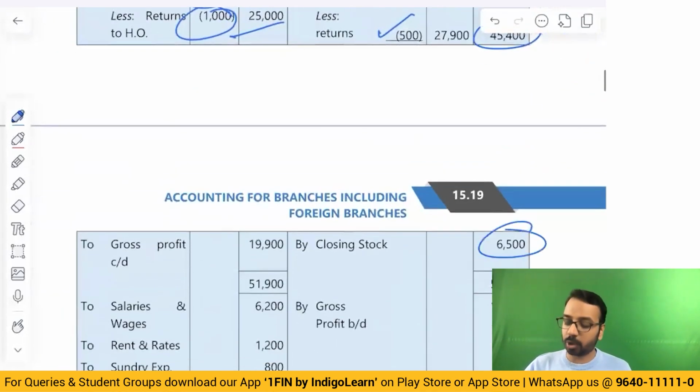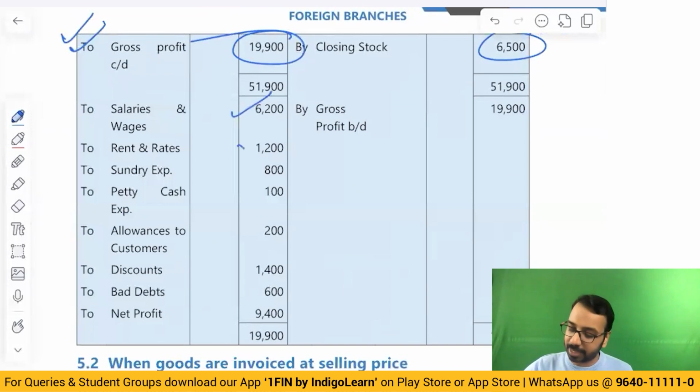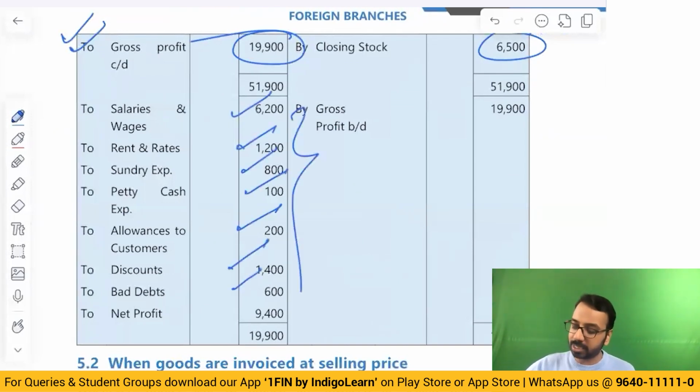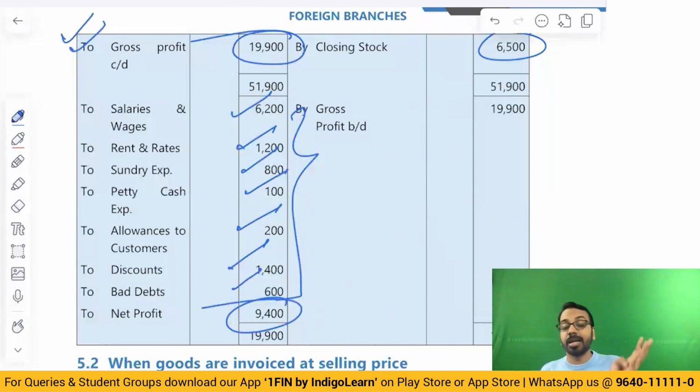Then closing stock and gross profit. Same gross profit we calculated in the branch stock account as well. Then all the expenses, salaries, rent, sundry expenses, petty cash expenses, allowances, discount, bad debt, all these expenses will plot here, and the net profit is 1,000. Okay, so this is how you can understand the three methods. That is the stock method, sorry, the debtors method, the stock and debtors method, and P&L method on cost basis.